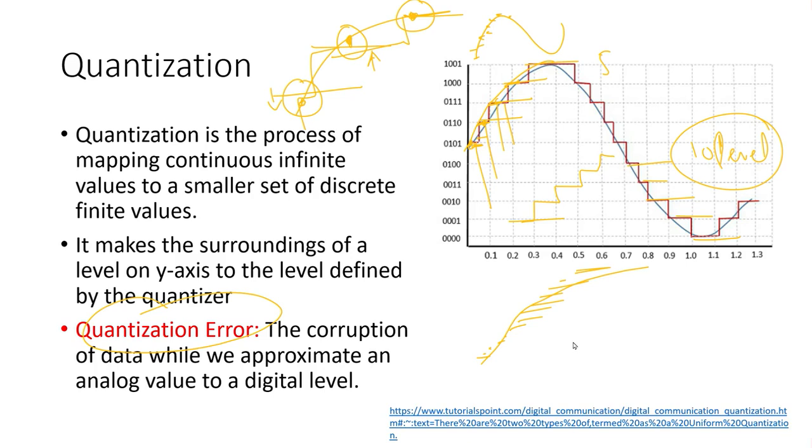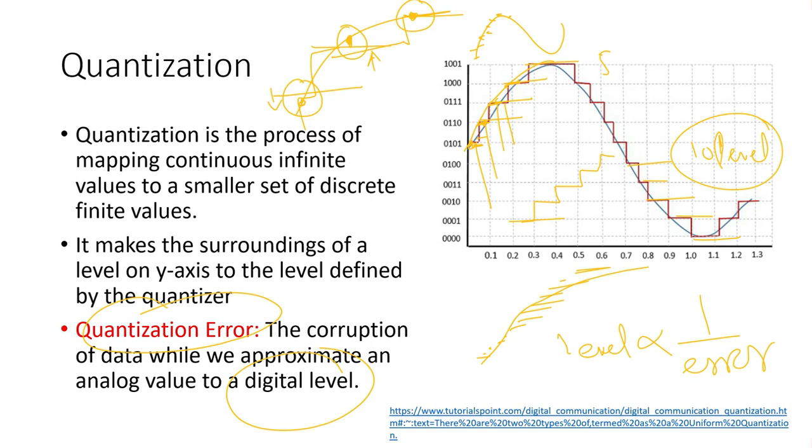Proportional to the number of quantization levels. So the number of levels is inversely proportional to the error here. Okay, so we have some digital levels after the quantization. These are the two phenomena used for converting analog data to digital data.